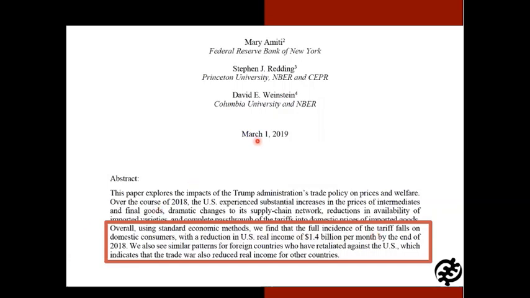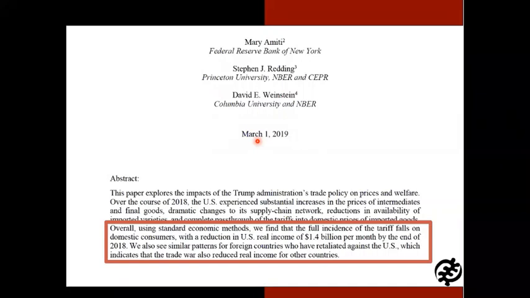So I'm going to grab my iPhone quickly. All right, let's unlock it. There we go. I'm going to grab my calculator. 1.4 billion a month times 12 months is $16.8 billion a year. What could you do with an extra $16.8 billion a year? What could you do with an extra $16.8 billion? The losses to the United States from the tariffs are $16.8 billion.